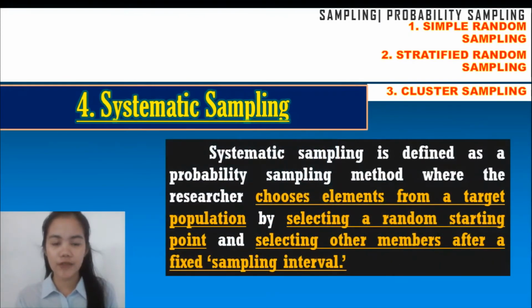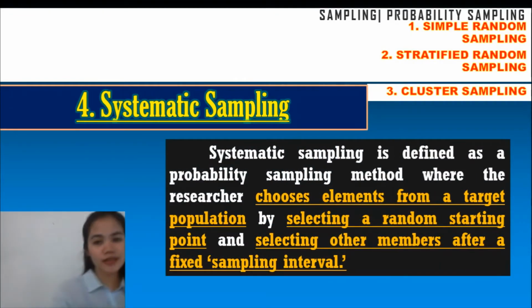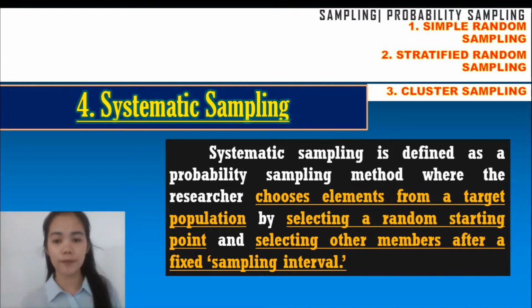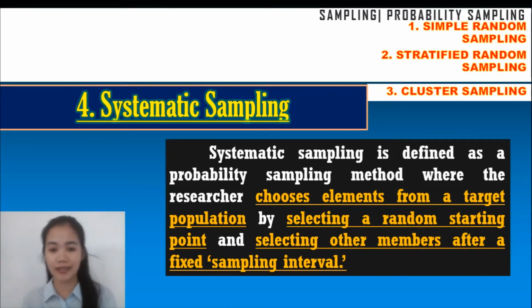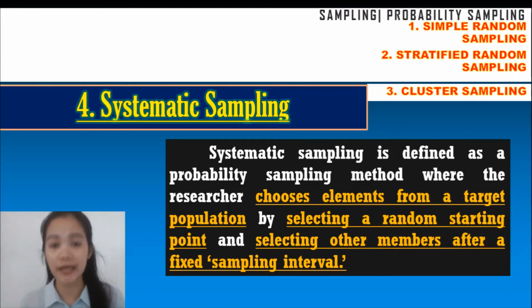The fourth method is systematic sampling. Systematic sampling is defined as a probability sampling method where the researcher chooses elements from a target population by selecting a random starting point and selecting other members after a fixed sampling interval. It is appropriate in situations where the complete population unit is available in sequential and systematic order. From the word systematic, we have to form a system. Systematic sampling is a mix of random sampling and stratified random sampling.